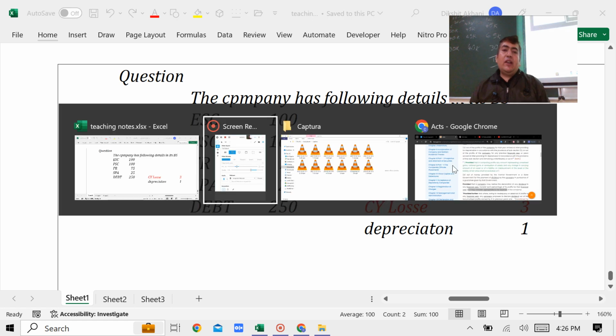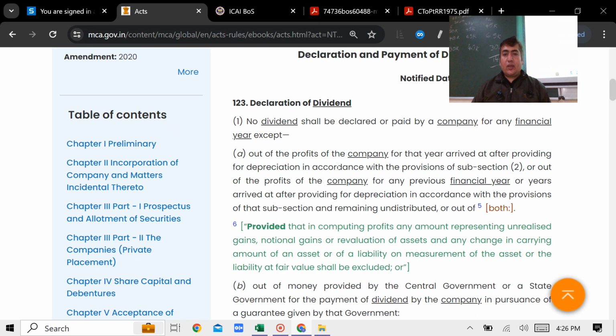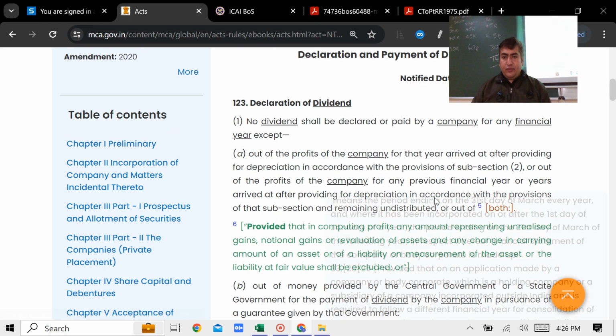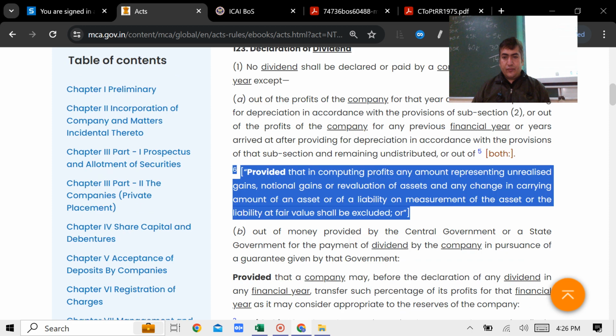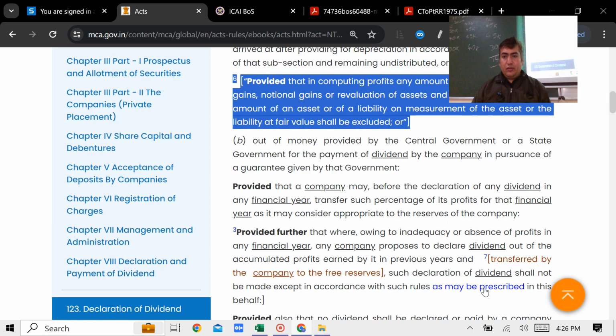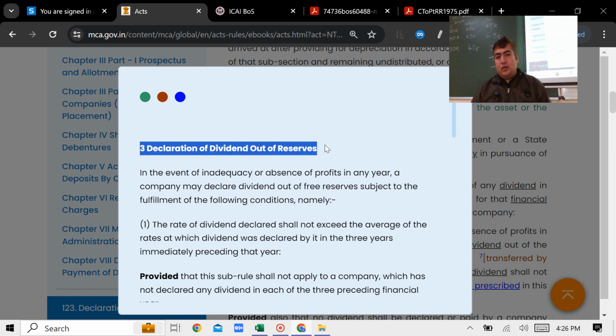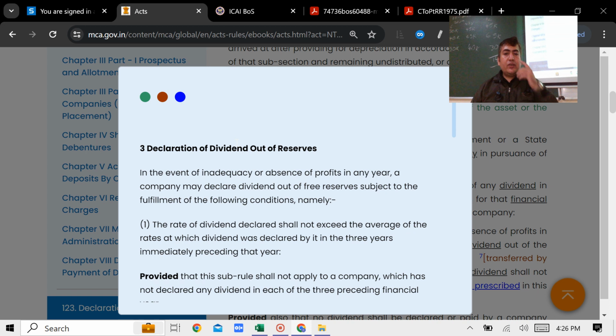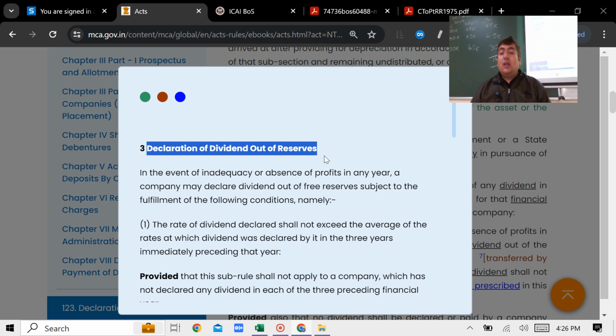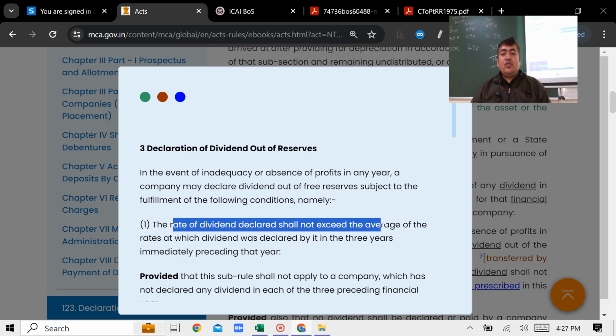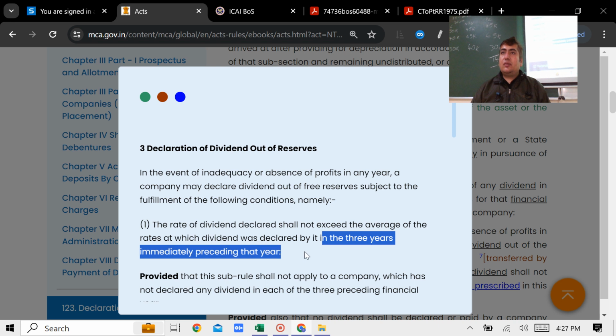In fact, let's try to see this. What is written over here? Rule 3. Now, whatever I'm discussing is not given in the Act. It is given in the rules. So the rule says that if you want to declare the dividend out of reserve, the first condition is the rate of dividend shall not exceed the average of the last 3 years' dividend.